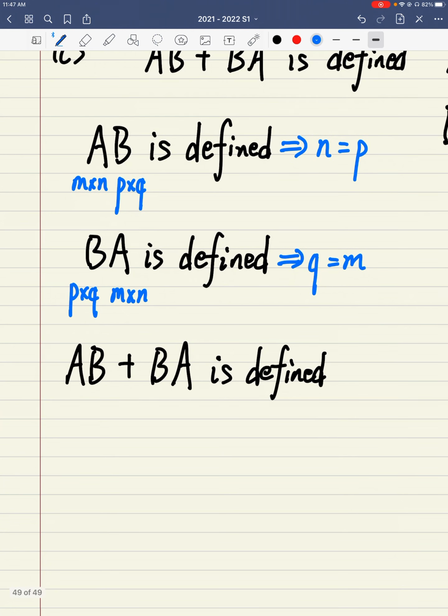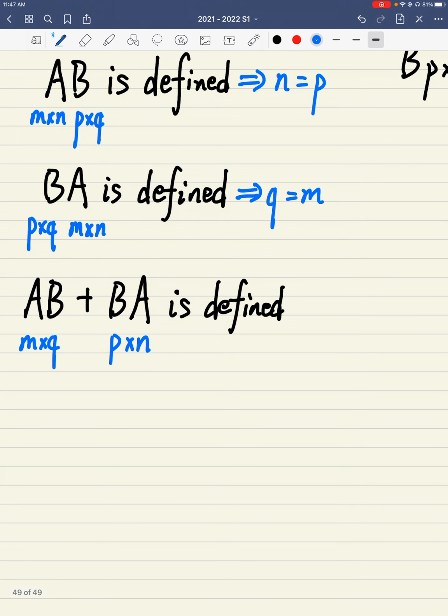AB, after the matrix multiplication, is an M by Q matrix. And BA, after the matrix multiplication, is a P by N matrix. You can only do the addition of two matrices of the same size. Only when they are of the same size can you add them. So the addition is defined. That means M is equal to P and Q is equal to N.